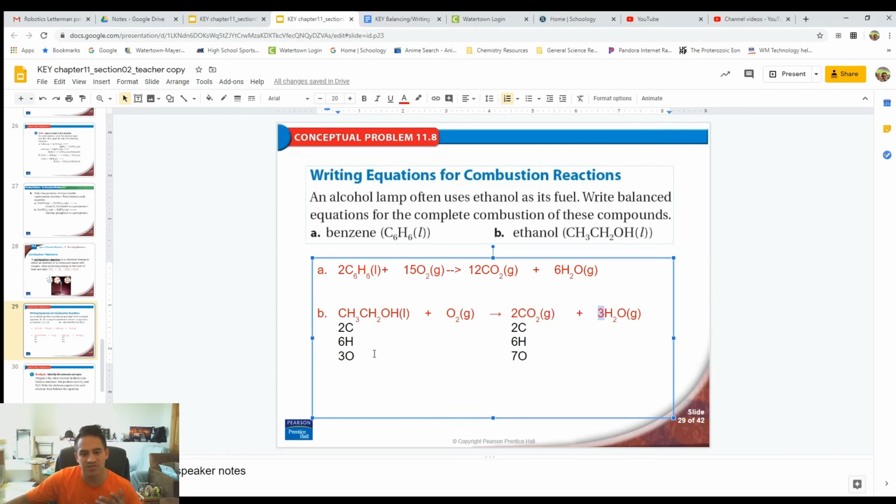And we need to get a total of 7 oxygens. Well, we have 2 here and 1 here. If we put a number in front of this here, it's only going to change the number for the oxygens. It won't mess up the carbons or the hydrogens. So this is 2. This is 2. And we need to have plus 1. This needs to equal 7.